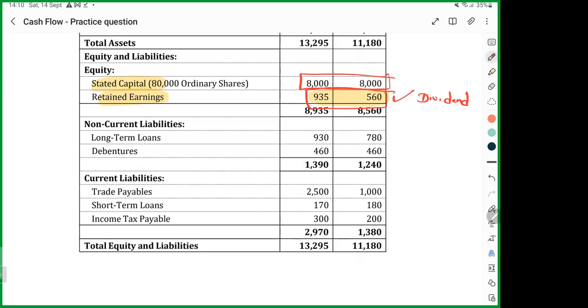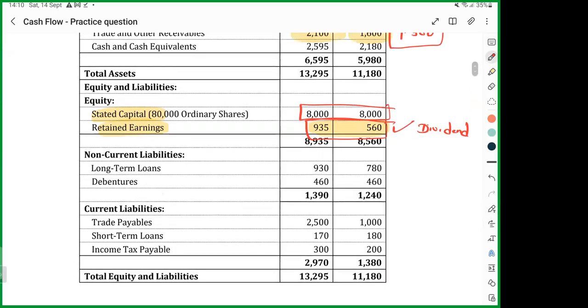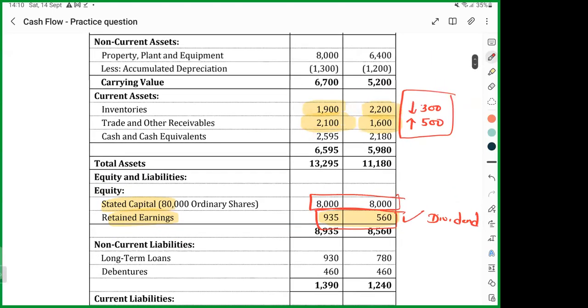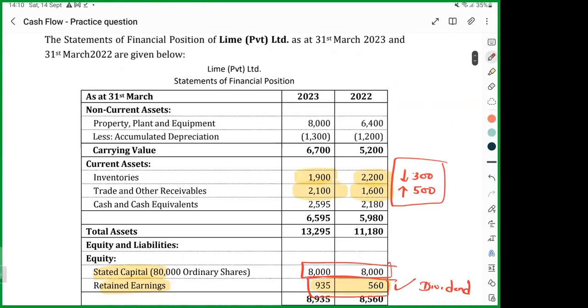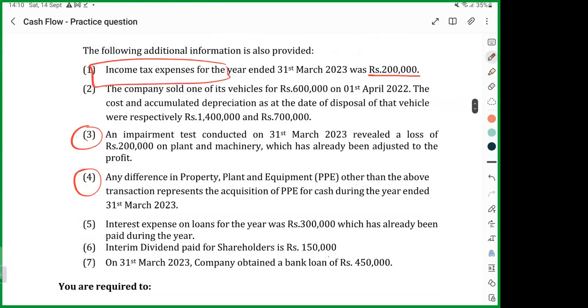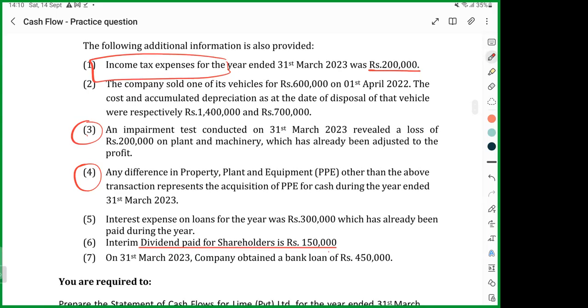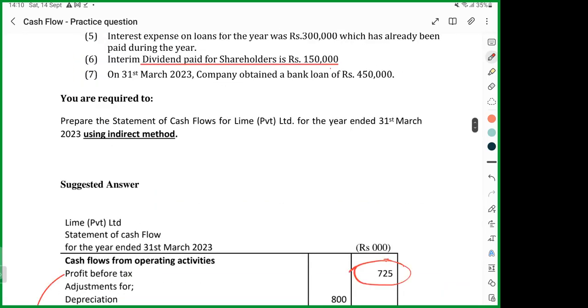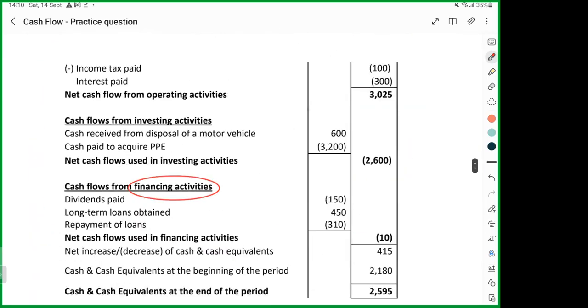Dividend. You can remember at the beginning, we analyzed the retained earnings. The change in the retained earnings we analyzed, so we see a dividend payment. How much dividend payment? You see the previous calculation. Interim dividend paid 150,000. So dividend payment 150,000. Cash outflow.